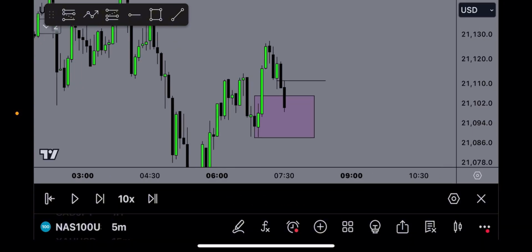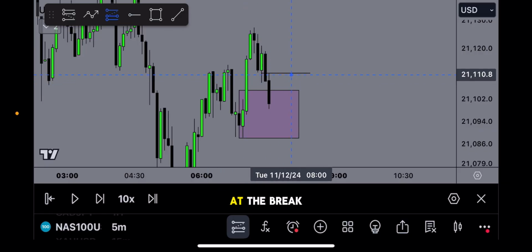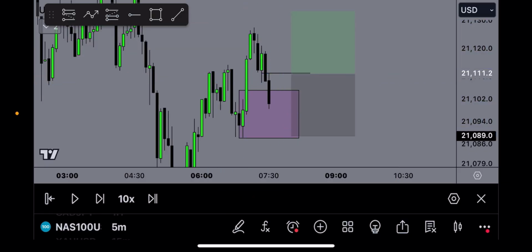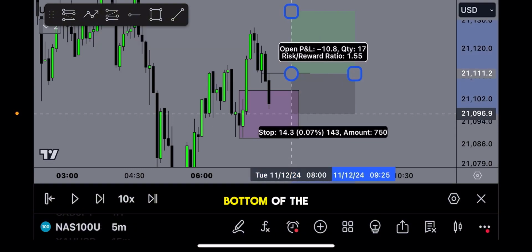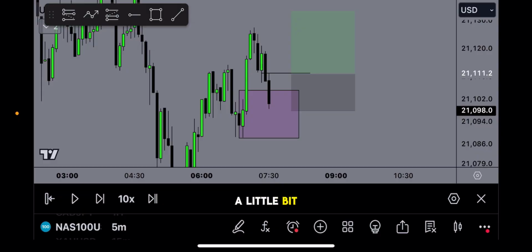So here, once I see this, I'll be looking to get in for buys at the break of this candle. And my stop loss, I will put it at the bottom of the rejection candle, right? Here is a little bit more conservative, because the next candle can open, and let's say I got in the trade, one candle can easily come down and hit my stop loss. So it's a lower risk. That's why it's more conservative, right?